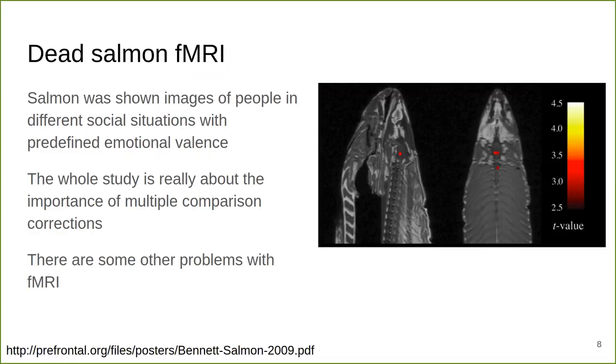But it turned out that the whole study was really about the importance of multiple comparison corrections, and people were aware of this. But there are some more ways you can mess up your fMRI studies. So yeah, multiple comparison corrections are important, so please do them. But there are also some ways you can make mistakes in these types of studies.